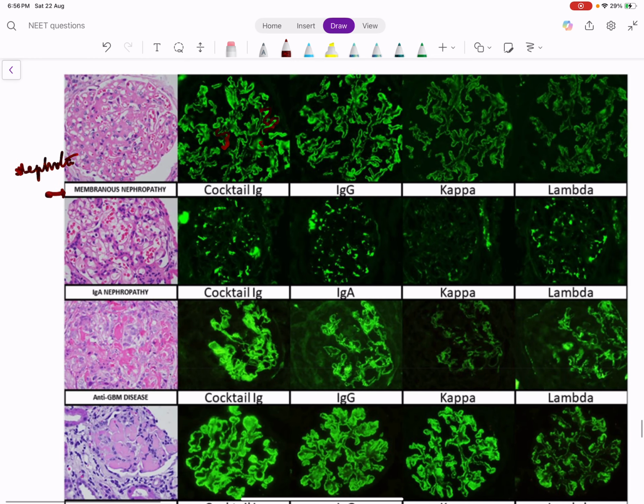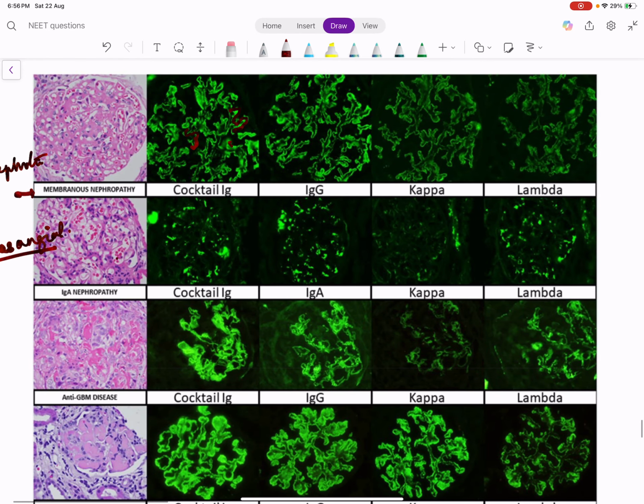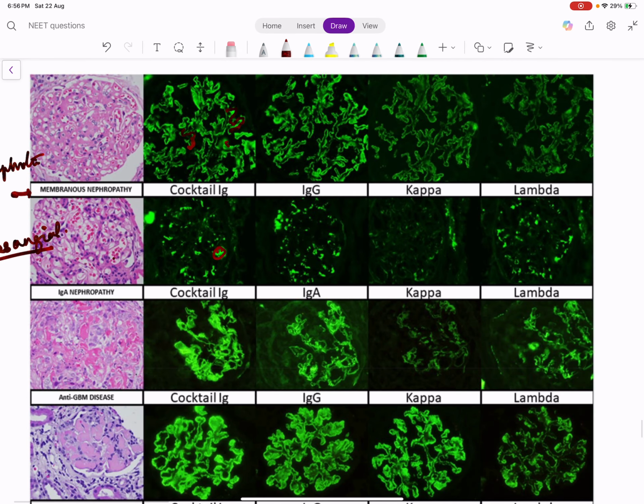Next one is IgA nephropathy. I told you IgA nephropathy is a mesangial deposition. There will be a glomerulonephritis-like picture within 1 week of a throat infection. There will be mesangial deposits. See, the mesangial deposits will be like clumps in immunofluorescence here.